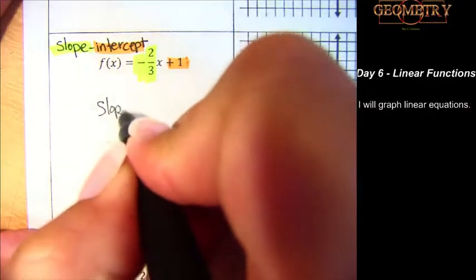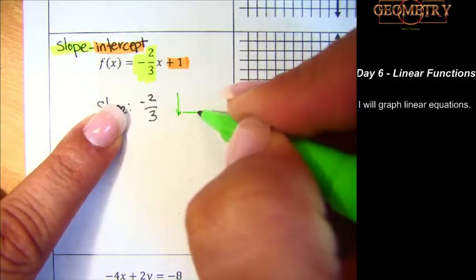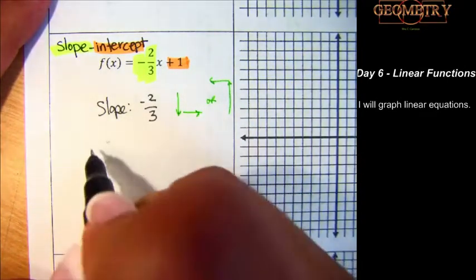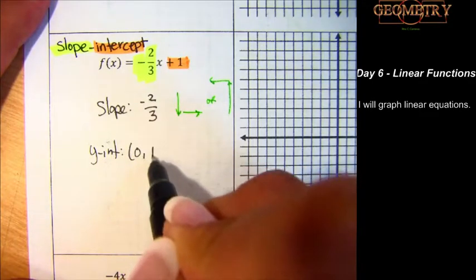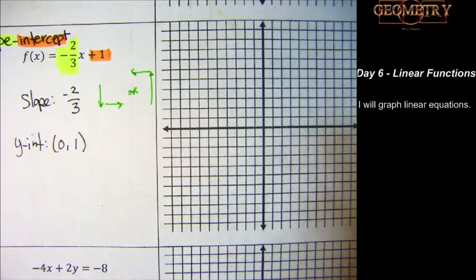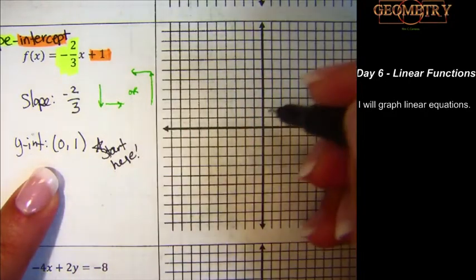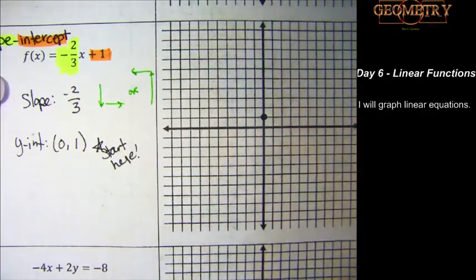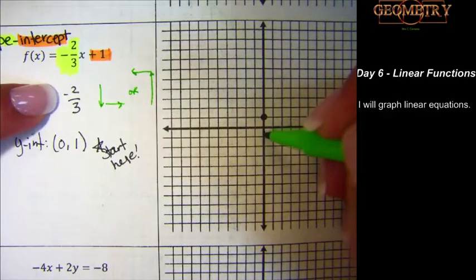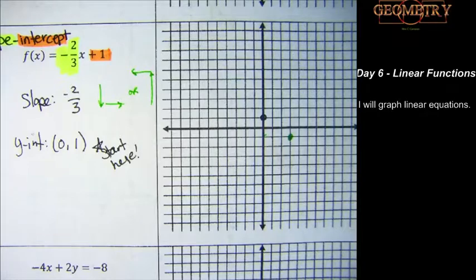So my slope is negative 2 over 3. And again, since I've got a negative, I can go down and to the right, or I can go up and to the left. My y-intercept is 0, 1. I'm going to graph starting with the intercept. Start here. I'm going to graph the intercept, and then I'm going to use my slope to get to another point. So I'm going to go down 2, to the right 3. 1, 2, to the right 3. 1, 2, 3. There's my next point, and now I can use my straight edge to connect the points.